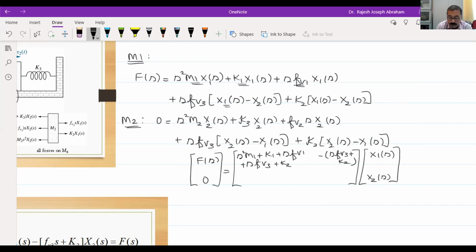Now coming to mass 2. First you group x1 of s terms together. What are they? Minus s fv3 and minus k2, that means minus of s fv3 plus k2. Now the remaining x2 terms together. What are they? S square m2, plus k3, plus s fv2, plus s fv3, and plus k2. Okay, we can write it in a different way. I'll show you how to write it in one go.